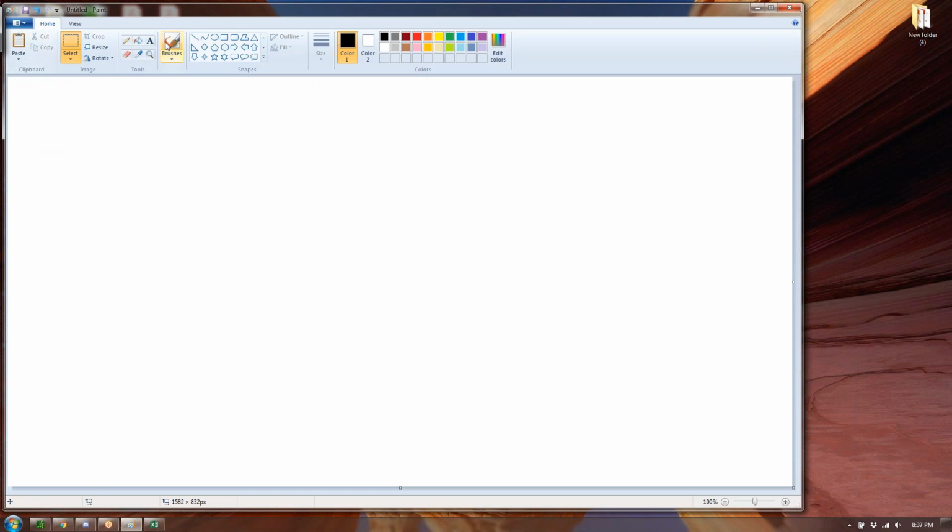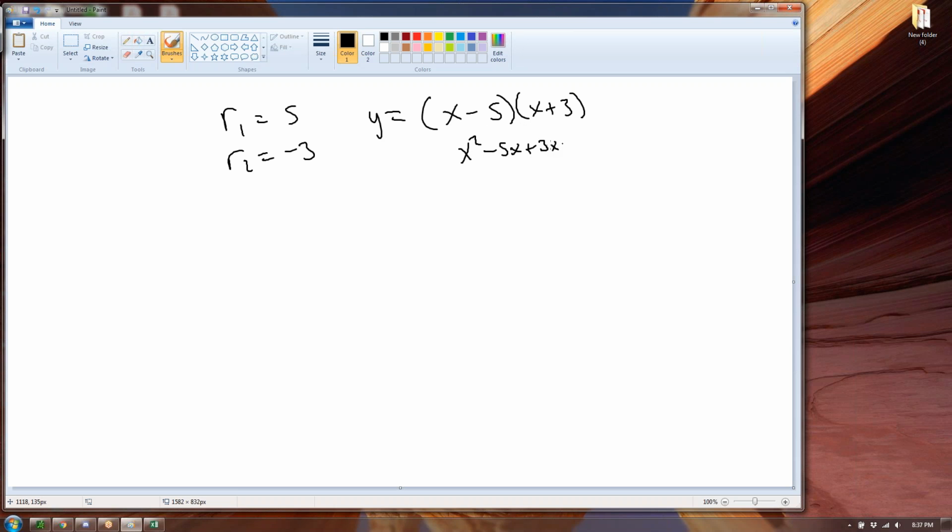A really quick way. So, what if I told you two roots, if root 1 was 5 and root 2 was -3, how would I find a quadratic? Well, I know that if those were the roots, then the corresponding factors would be x minus 5 and x plus 3. So then you could say, my quadratic would be this multiple. This would be x squared minus 5x plus 3x minus 15. And if I simplify, this would be x squared minus 2x minus 15.